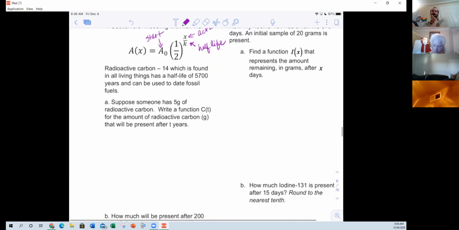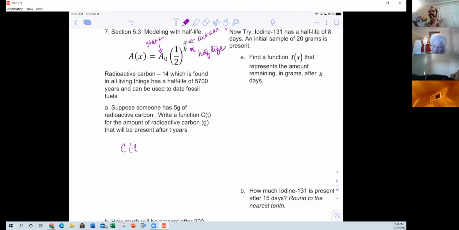So I'm going to say C of t is equal to the A naught, times 1/2. We don't know the number of years, so that's going to be X over the half-life. Oh, sorry, 5 grams. So 5 grams is my starting amount. My half-life is 5,700 years. So that's going to be the equation.